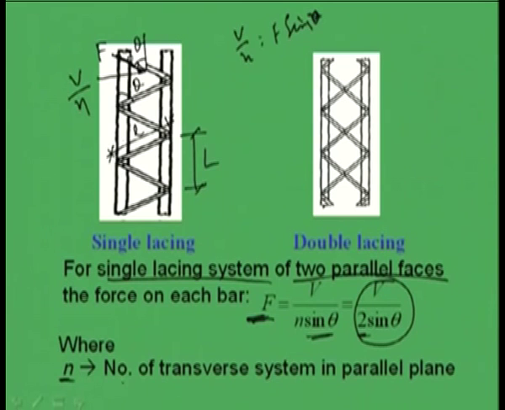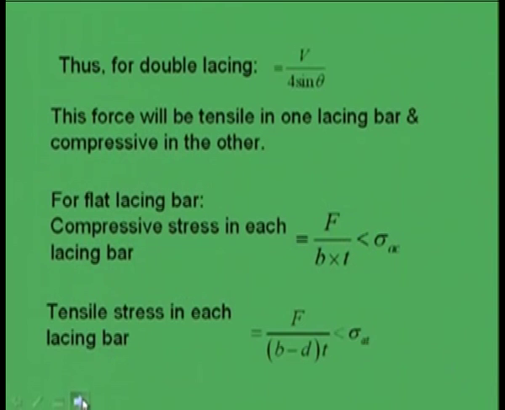N is nothing but the number of transverse systems in parallel planes. So, for a single lacing system, this N will become 2. So, F we can find out from here: F is equal to V by 2 sin theta. Similarly, for a double lacing system, this N will become 4, total 4, 2 into 2. So, V by 4 sin theta will become F. So, here F will become V by 4 sin theta.